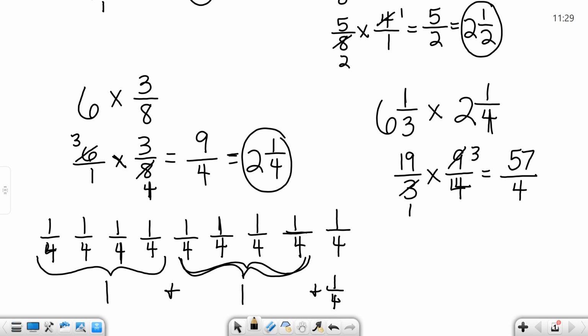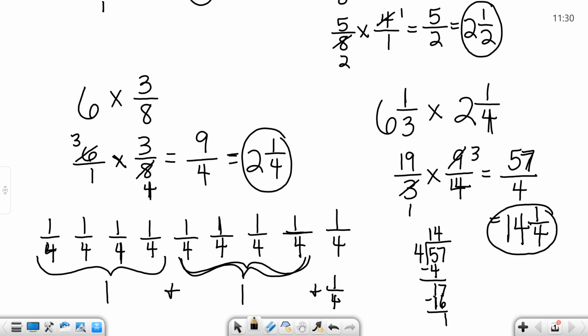Then we'll have to change 57/4 to a mixed number. So we're dividing 4 into 57. Okay, that's going to go in 14 times with 1 left over. So 14 times, that's your whole number, with 1 left over. That goes in your numerator and the denominator stays the same. 14 1/4 is our final answer.